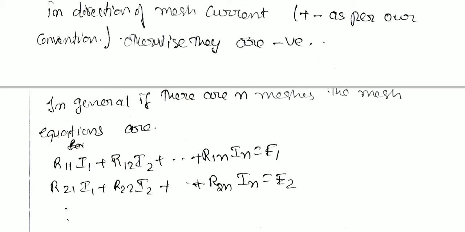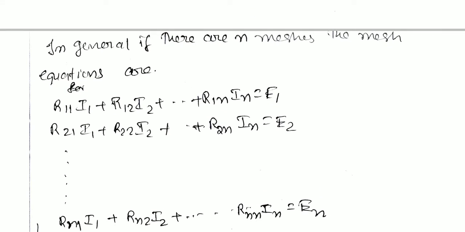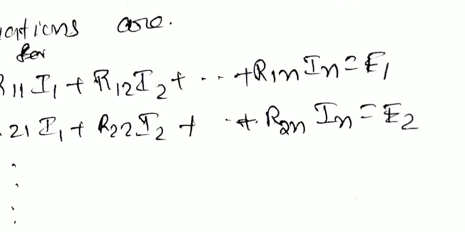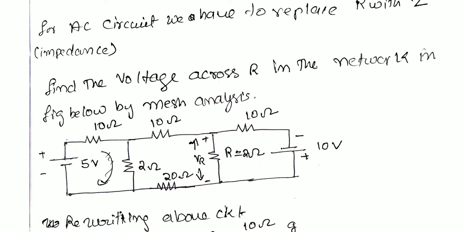Here r11 indicates the self impedance or resistance present in loop 1. r12 indicates the resistance between 1 and 2, and r13 indicates the resistance between 1 and 3. The resistance between 1 and 2 or 1 and 3 will be positive if the currents are in the same direction, and negative if they are in the opposite direction. Here R22 indicates the sum of all the resistances in the second loop. R21 indicates the resistance between 2 and 1, and so on. Okay, we will take one example.